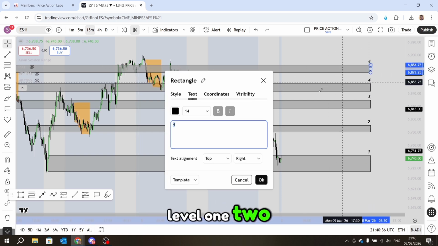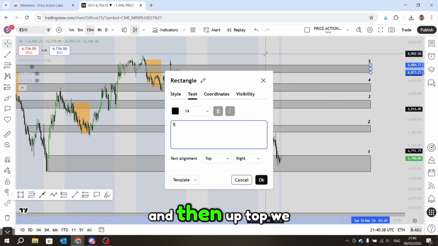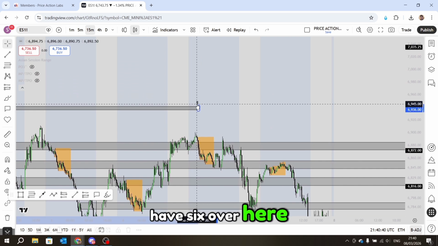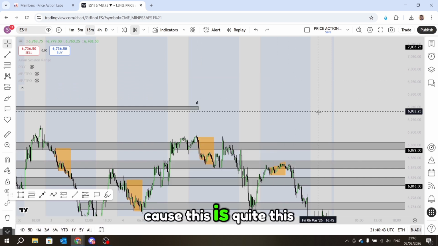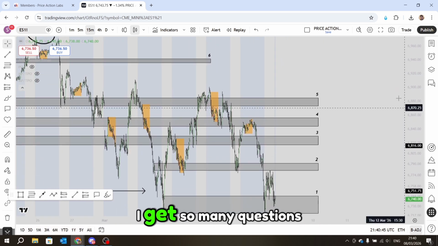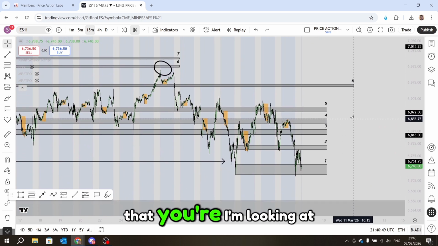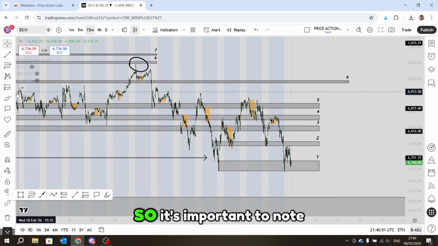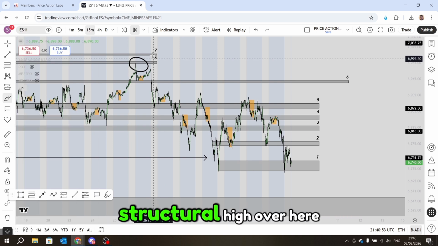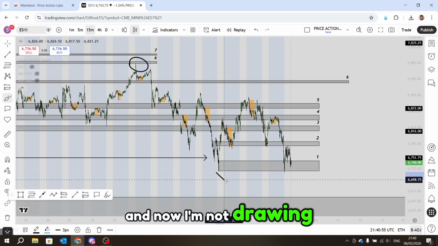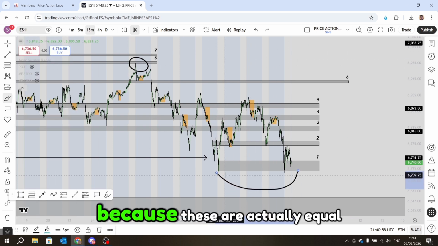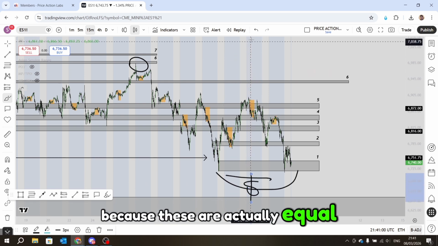So key level 1, 2, 3, 4, and then 5. And then up top we have 6 over here. Let's get all 6, because this is quite an important topic. I get so many questions on this, so I want to make this crystal clear. These are the levels that I'm looking at. It's important to note that we have a dealing range structural high over here. And I'm not drawing a structural low here just yet, because these are actually equal lows.